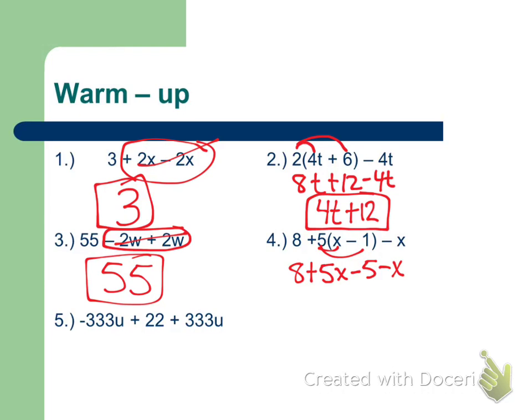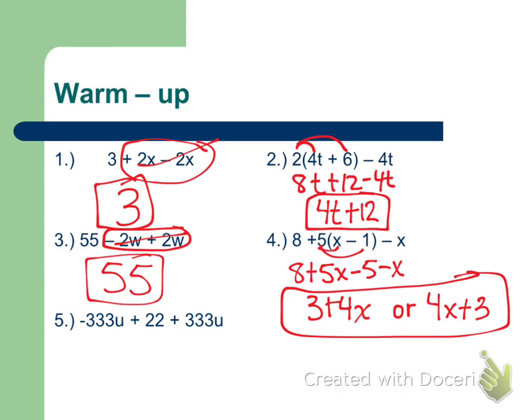All right, Jaquan, what comes next? Subtract 5 from 8 and you get 3. Okay. And 5x minus x is 4x. So then you have 3 plus 4x. Very good. So we combine like terms. 8 minus 5 is 3. 5x minus x is 4x. If you wrote it as 4x plus 3, that's also okay. Either way, it's the same thing.